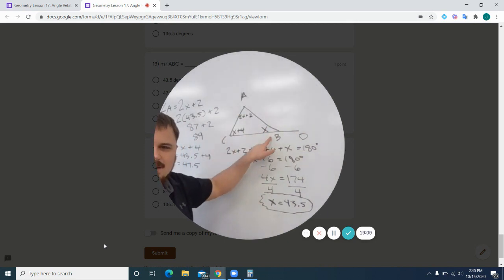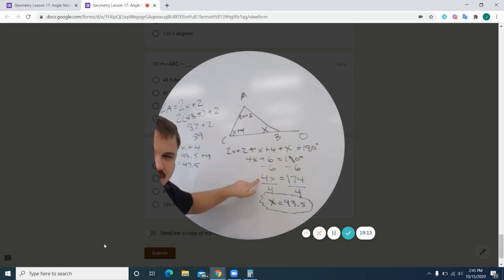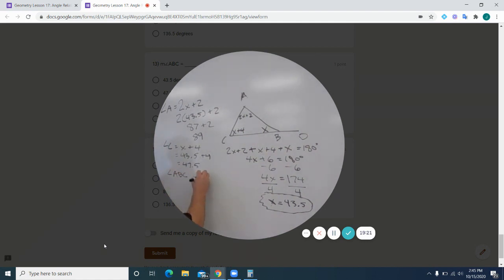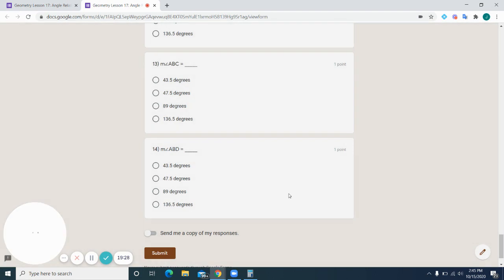What is angle ABC? What is this angle right here? It's x. And what is x? 43.5. So angle ABC is just x, which is 43.5. So you literally have to do no work to figure that one out. So right here we have 43.5.